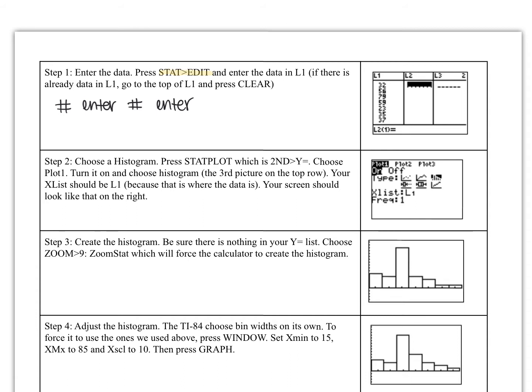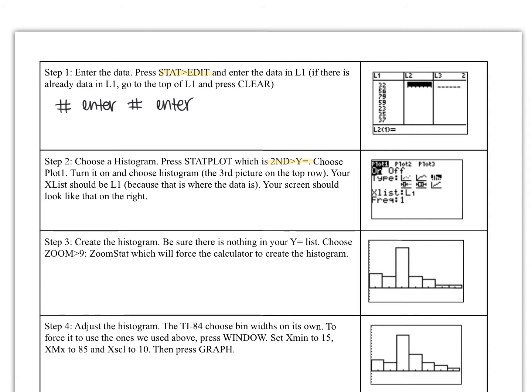Next, we're going to go ahead and graph our histogram. So we want to press Stat Plot, which on your calculator is going to be second and then Y equals. You are then going to choose Plot 1. You're going to hit Enter. You're going to highlight the On box and hit Enter. You're going to go down to Type and you're going to choose Histogram, which is the one that looks like a bar graph. And then that automatically should change your X list to L1 because that's where the data is. If you have your data in a different list, let me know and I can tell you how to change it.